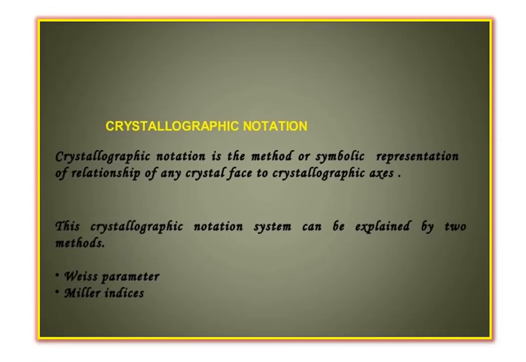Now, what is crystallographic notation? Crystallographic notation is the method or symbolic representation of the relationship of any crystal phase to the crystallographic axes. This crystallographic notation system can be explained by two methods. One is Weiss parameter and the second is Miller indices. So our main concentration is on Miller indices.